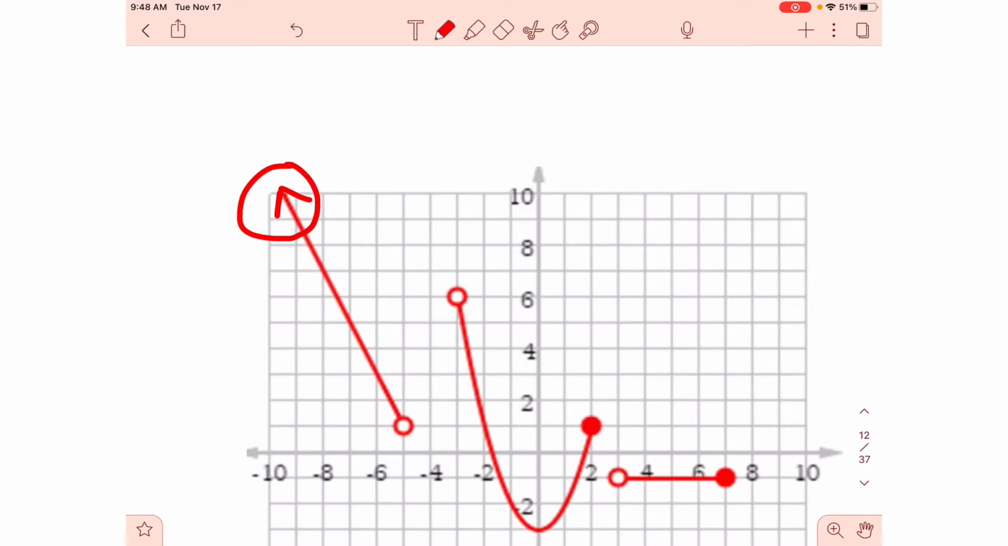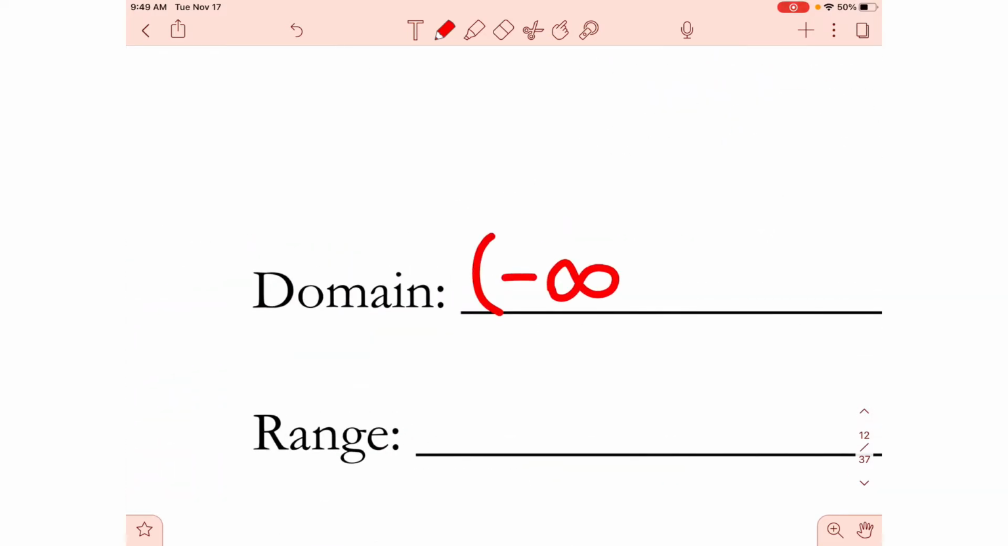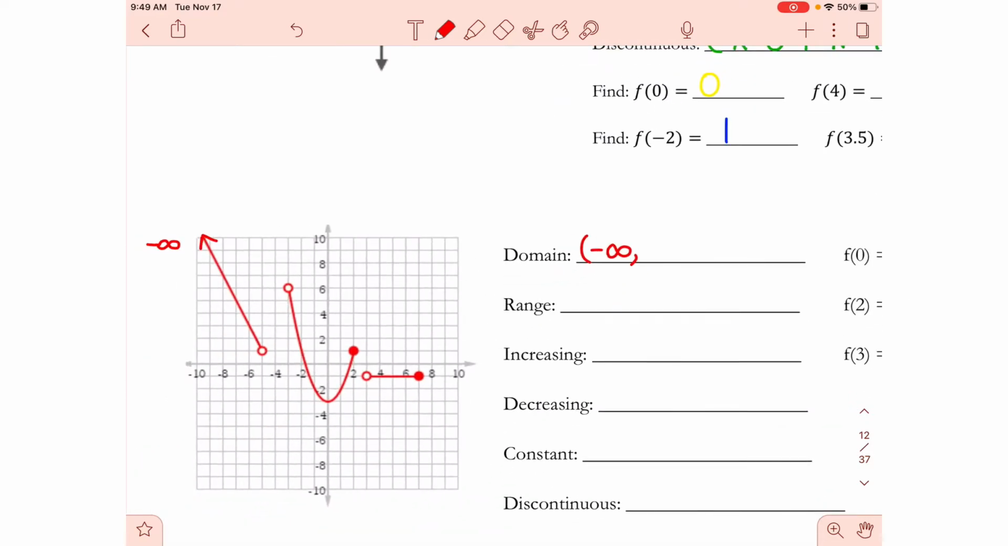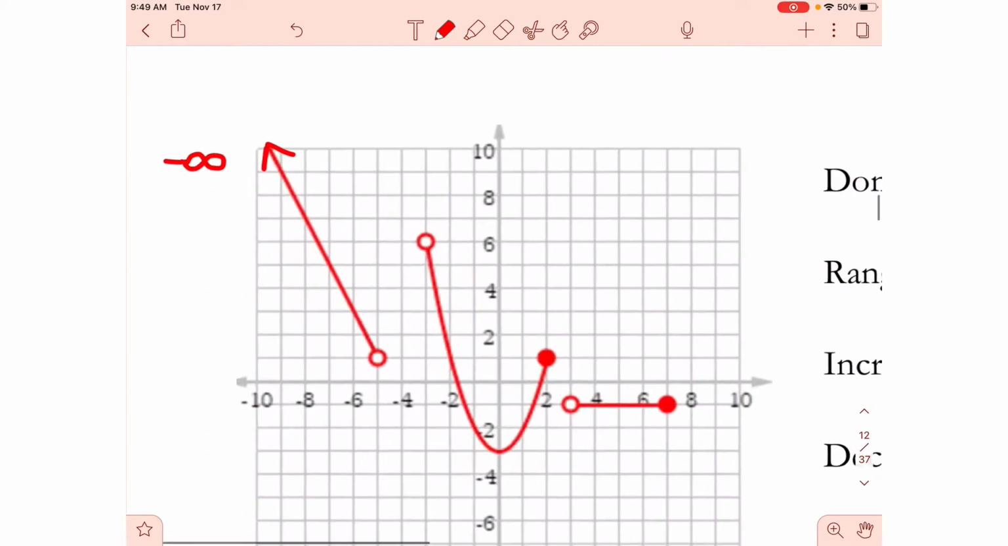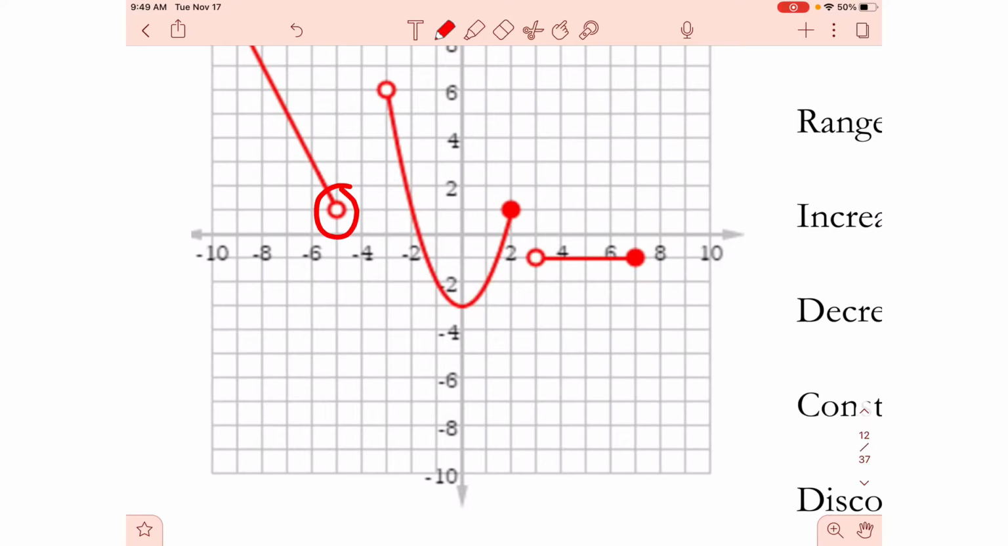The left arrow for a domain, even though it's pointing up towards positive infinity on the y's, is actually going to negative infinity on the x's. So the domain does start on the left at negative infinity, because there is a left arrow. Notice there's no right arrow, so this will not go to positive infinity. The domain keeps going from negative infinity, and then it stops at the x value -5, so it goes from negative infinity to -5 with a parenthesis because this is an open circle.